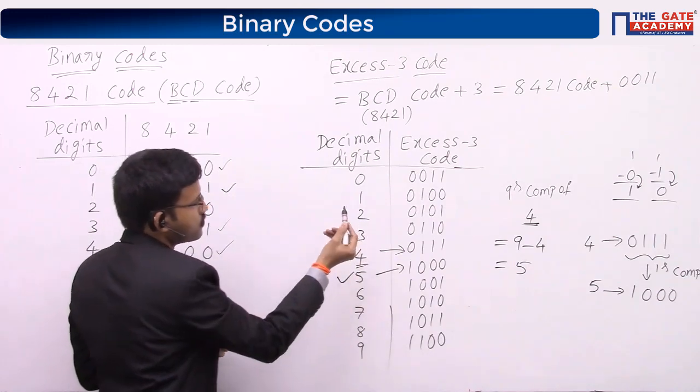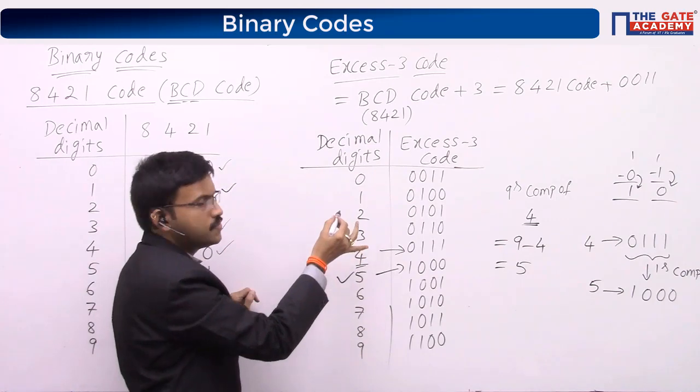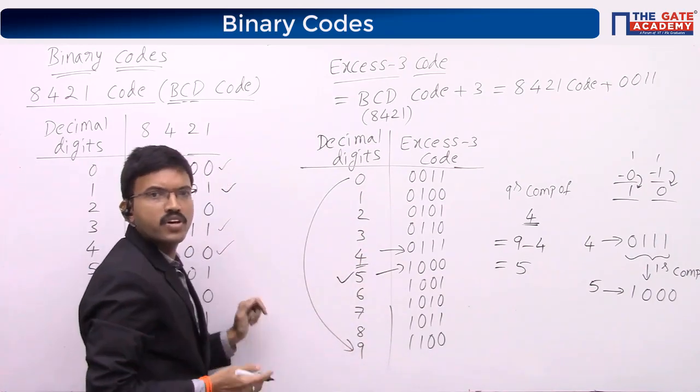Just observe here, for 0 you have this code. The 9's complement of 0 means 9 minus 0, which is nothing but 9. Right?